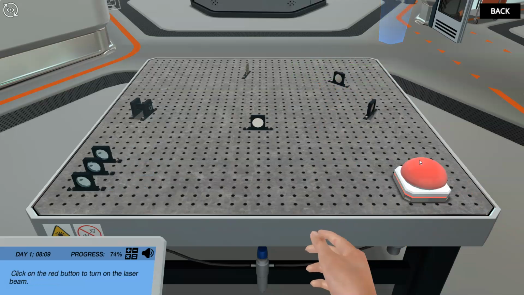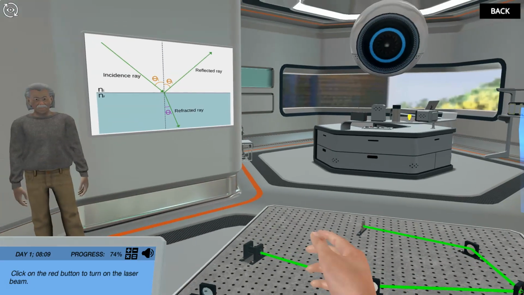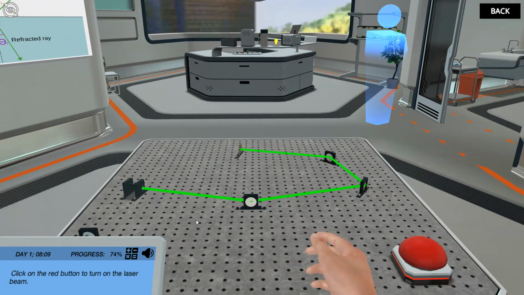Click on the red button to turn on the laser beam. When all of the slits contain mirrors, 100% of the laser beam is reflected and reaches the target. This is very intense and would oversaturate a camera.